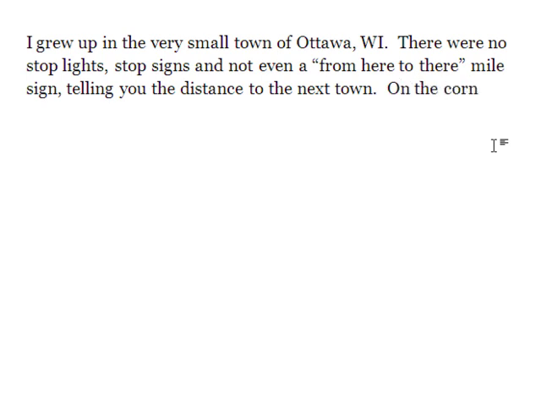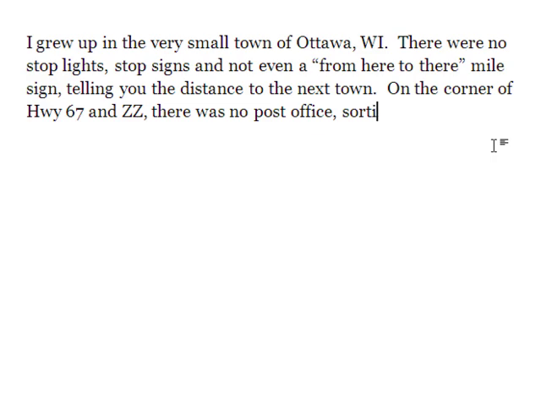On the corner of Highway 67 and ZZ, there was no post office sorting the thousands of letters that don't exist.